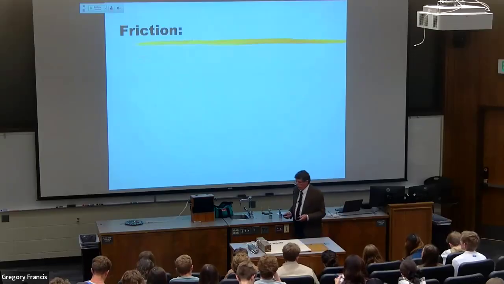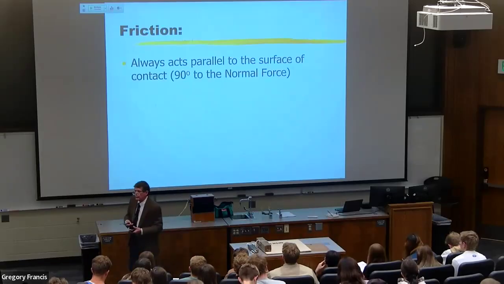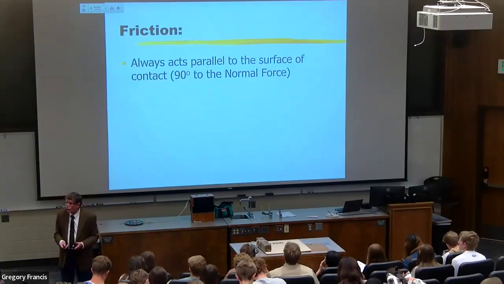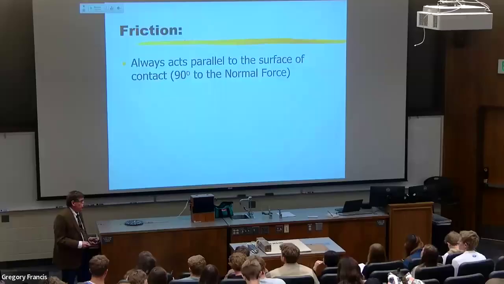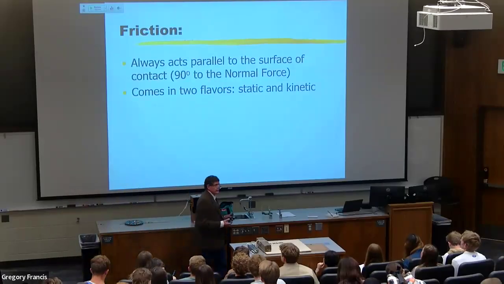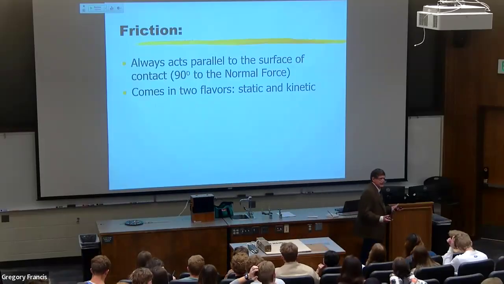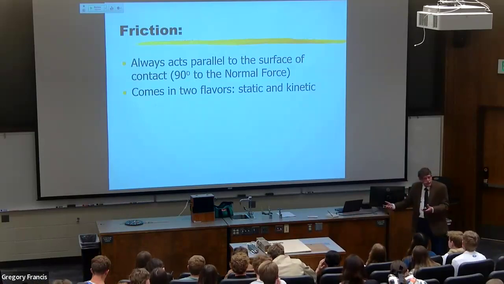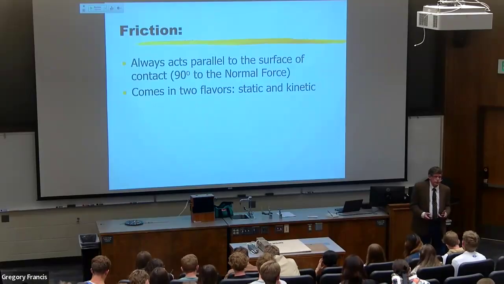What we know about friction already is that it's always parallel to the surface between the pusher and the pushee, okay? It's always 90 degrees to that normal force, because the normal force is always perpendicular to that surface. What I mentioned, but we didn't go into, is that it comes in two flavors, static and kinetic, or as I like to call them, hard and easy. The static friction is one of the more complicated forces. We're going to talk about that at the end of lecture today. But the kinetic friction is just brutally simple.